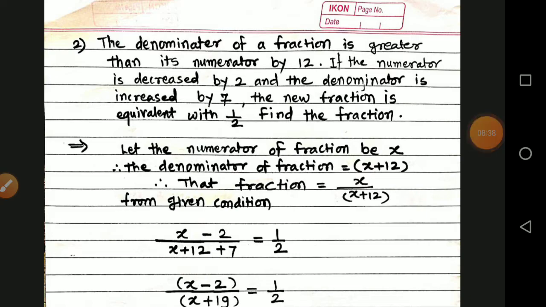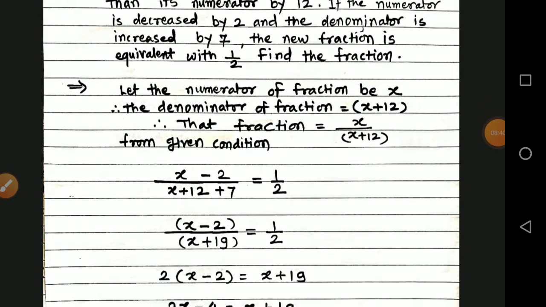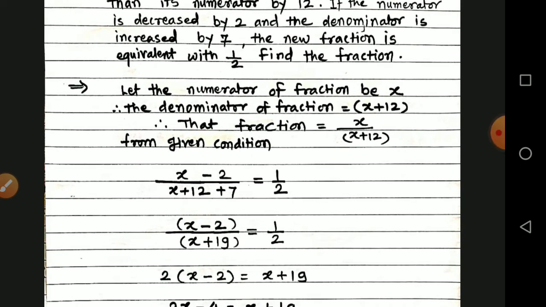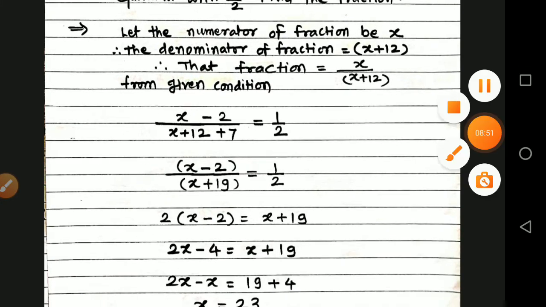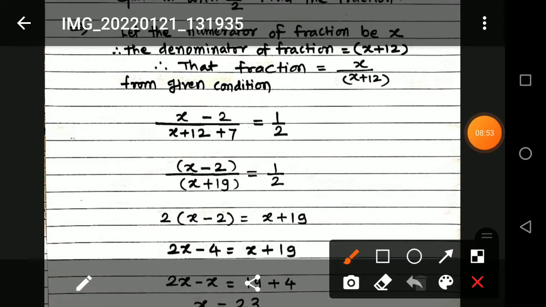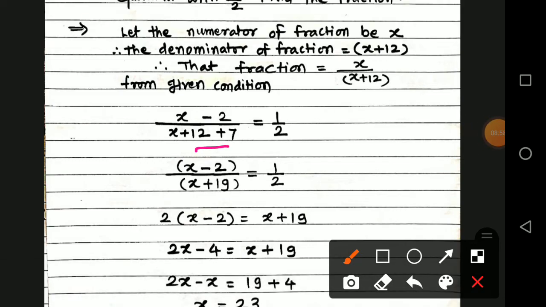From the given condition, x minus 2 upon x plus 12 plus 7 is equal to 1 upon 2. x minus 2, write down as it is in the numerator's place. The sum of these two, 12 plus 7 means 19, is equal to 1 upon 2. Do the cross multiplication.